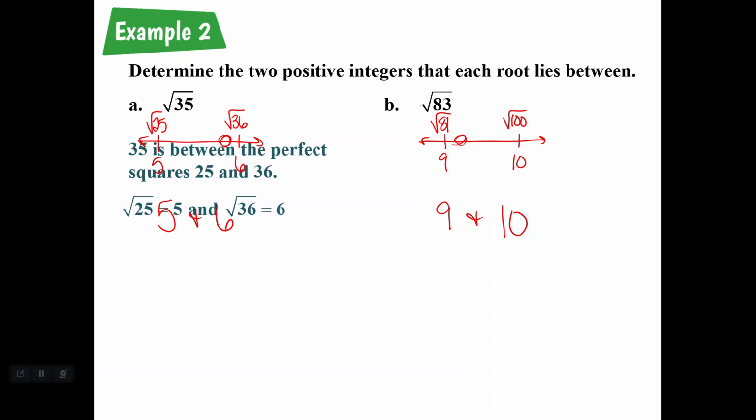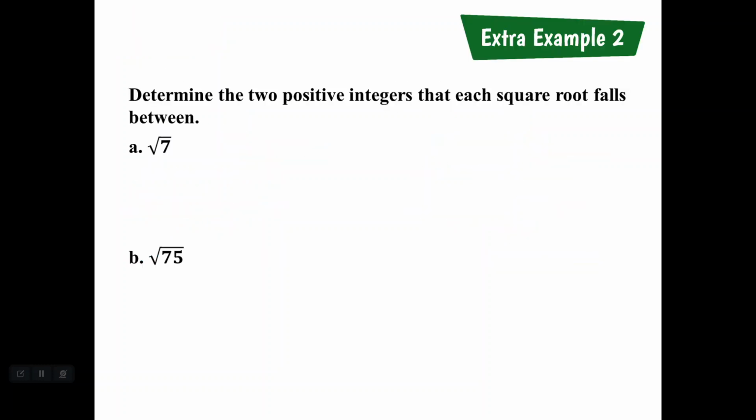And I'm going to skip through this typing from the math program. Okay, extra example 2 asks you to determine the two positive integers that each square root falls between. So you can go ahead and pause the video here while you work through these two examples, and then you can hit resume to check your answer.